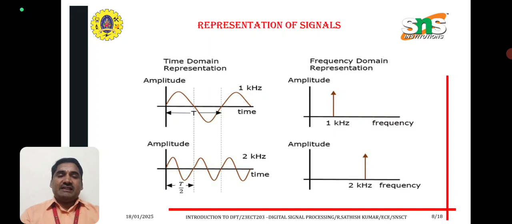Next one, representation of signals. This is the time domain representation with respect to time and amplitude, in terms of 1 kHz. One full cycle can be represented by T. In terms of frequency domain representation, 1 kHz can be compressed into 2 kHz. The one waveform can be compressed into two waveforms, each equal to T by 2, T by 2. The frequency domain representation will get 2 kHz with respect to amplitude and frequency.